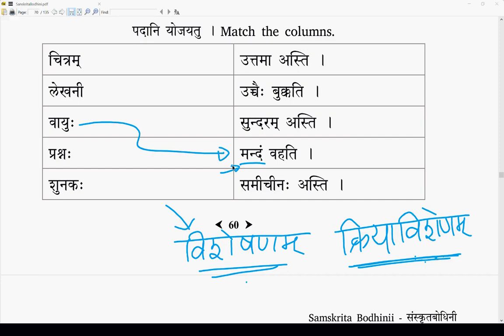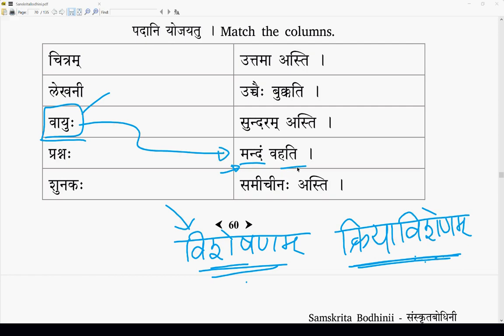No, that is correct. But Mandam is describing what? It is a Kriya Visheshanam, right? Yes, it is describing Vahati. So the Lingam, Vachanam, Vibhakti of Vayu doesn't matter. You cannot apply it, because Mandam is not describing Vayuhu. Mandam is describing Vahati. If it were a Visheshanam, then we would have to bother about the Vibhakti, Linga, Vachana of Vayu. But now it is describing Vahati.